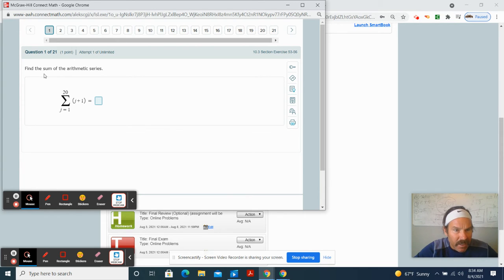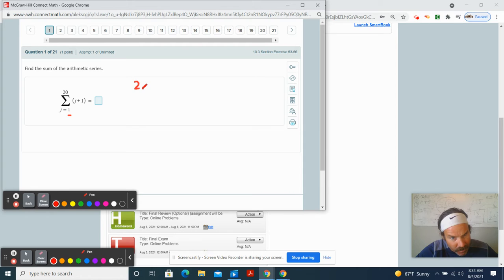So there's a long way to do this, and then there's a formula. If you want to spend more time and not use the formula, what we do here is this notation is called summation notation. We start with 1. It says j is 1. It says j plus 1. So if we put 1 in for j, 1 plus 1 is 2. So that's the first term.